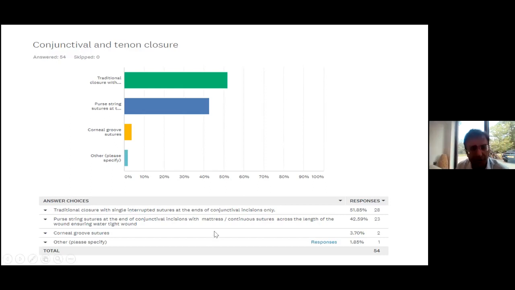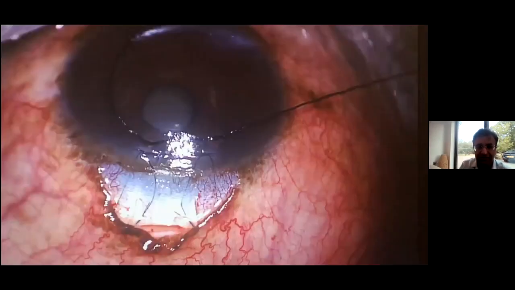I asked the question, how do you close the conjunctiva? The majority of the surgeons, about 52% of the surgeons, say that they only put interrupted sutures at the end of the conjunctival incision. This was slightly alarming for me, but then there was an equal amount, around 42% of senior surgeons, who actually take extra care. They beautifully put the sutures at the end of the incision, and then they go on putting mattress and continuous sutures across the length of the wound, ensuring a watertight wound. And some of them also use corneal groove sutures to ensure that there is no post-op leak, which is very, very important. So this is again a way to close the sutures.